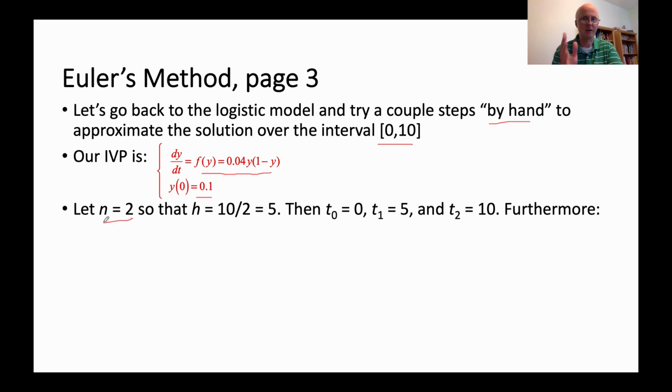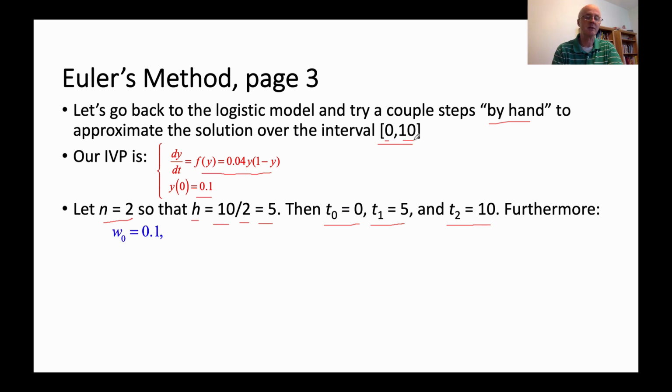Okay, so this is not realistic. This is for the purposes of illustration. N is too small, h is too big. H, or delta t, is the length of the interval, 10, divided by the number of subintervals, 2, which is 5. That's too big, but bear with me. Here are our mesh points. T0 is the initial value of t, which is 0, same as a. T1 is h units to the right, so it's 5. T2 is h more units to the right, so it's 10, which matches b.